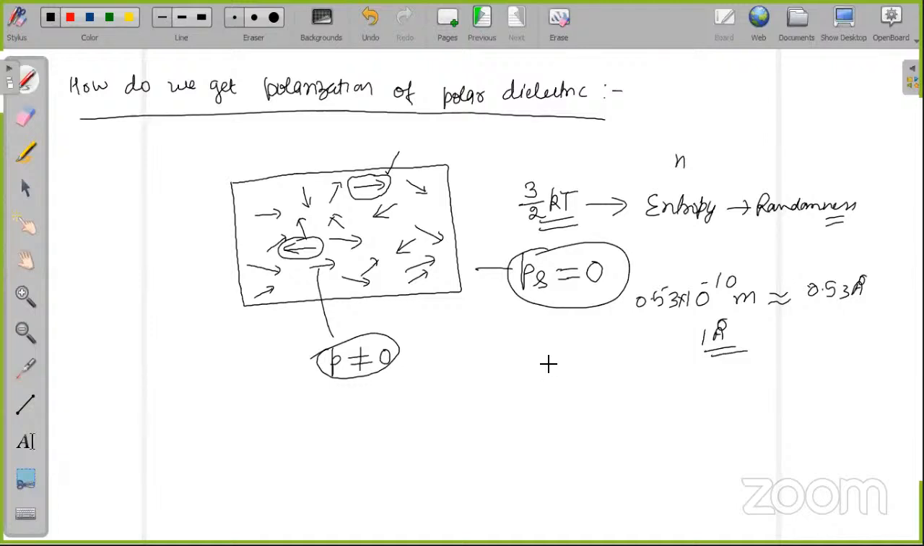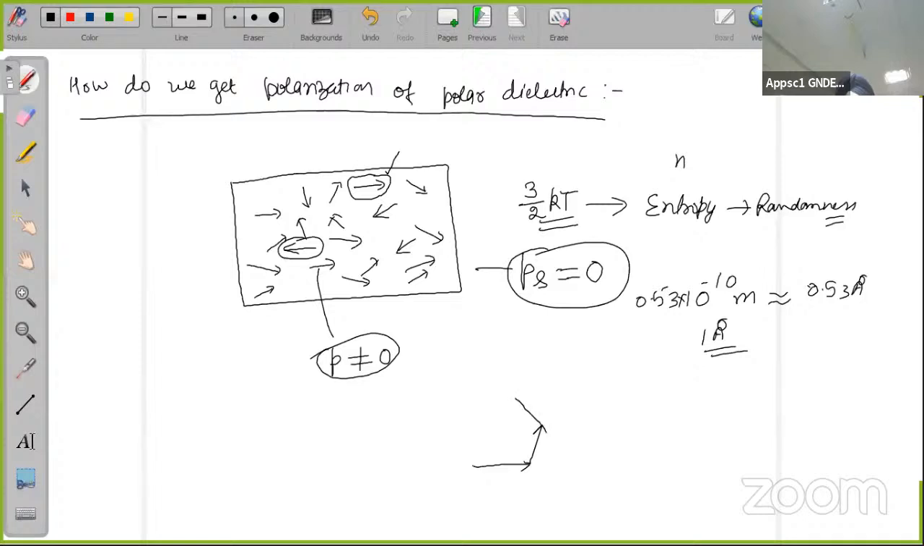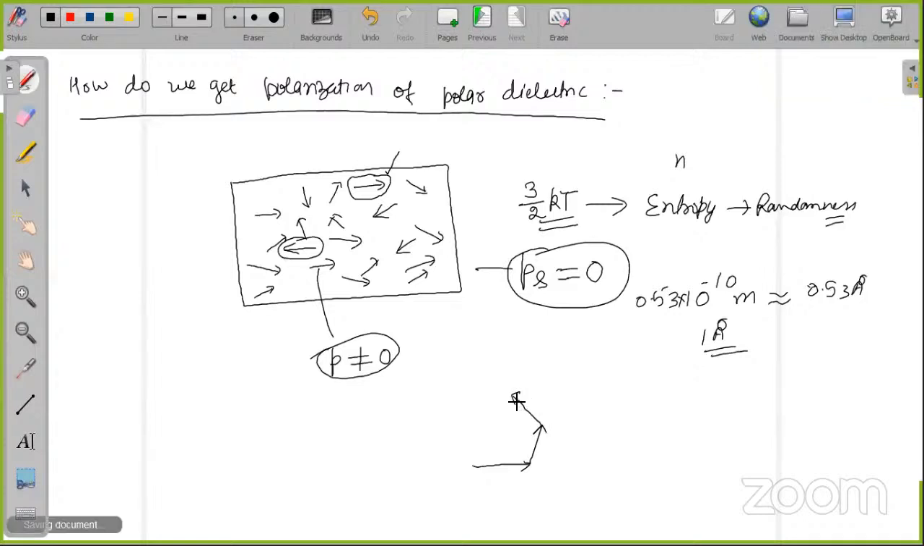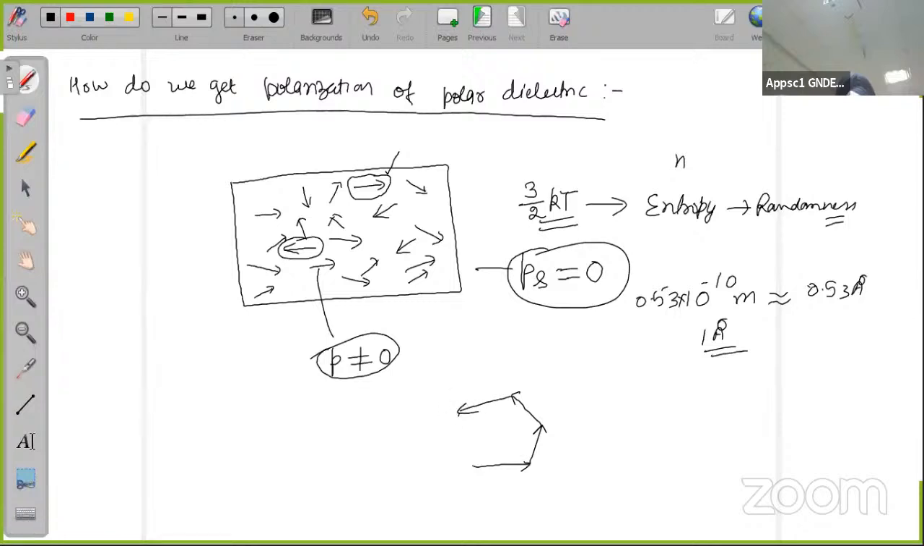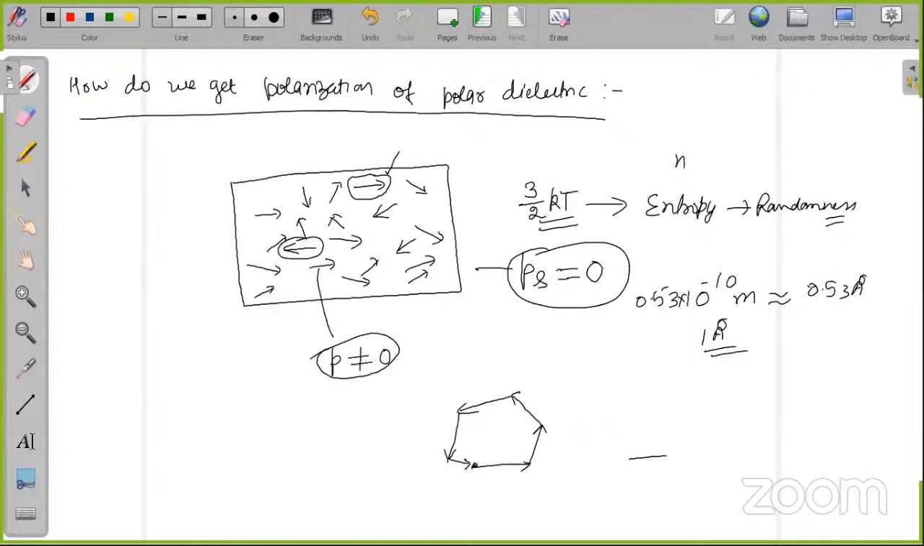What if there are 5 molecules of water in this sample? Then it can be non-zero. Please look at this. If you have the polygon law of vectors, you know this? If you have a polygon of any number of vectors in such a way that the starting point of the first vector and the end point of the last vector are the same, then what is the resultant of this polygon? Zero.